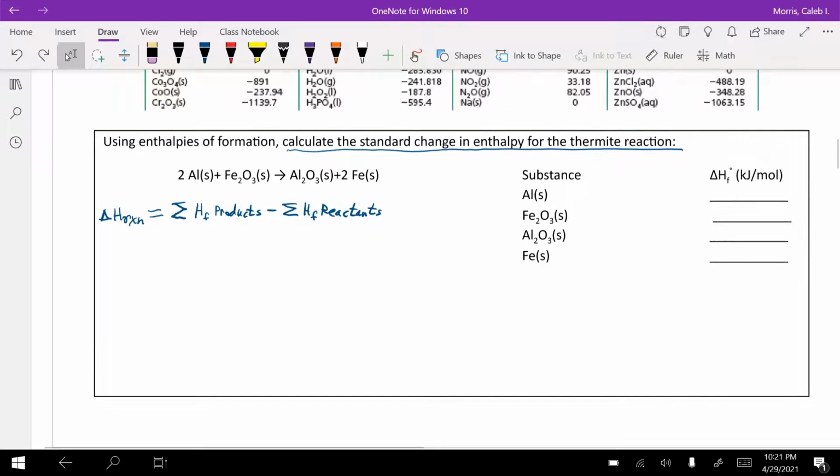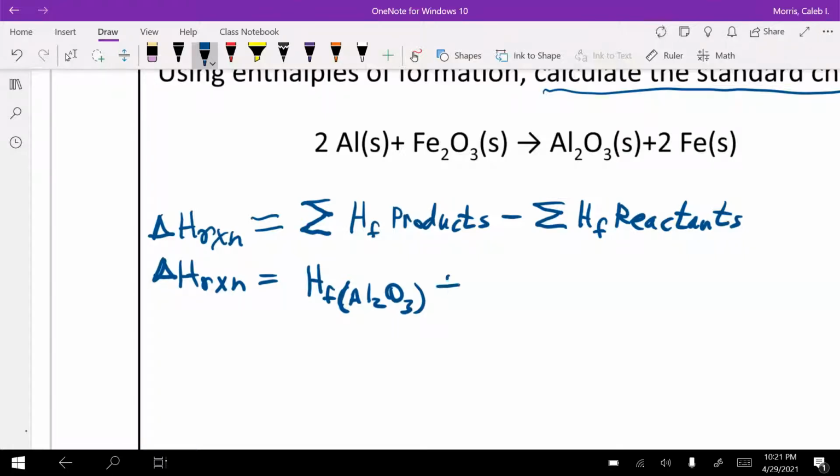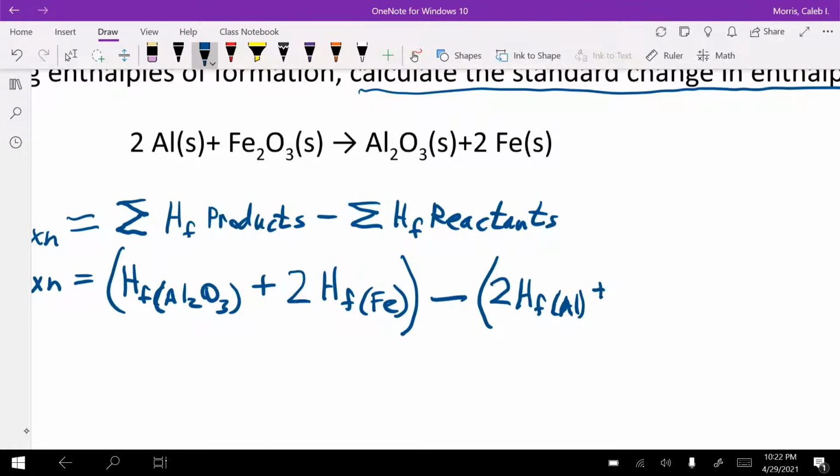All right, so what I'm going to be doing here to find the delta H of the reaction is taking the enthalpy of aluminum oxide, sorry, Al2O3, plus the enthalpy of iron, but I've got to multiply that by 2. 2 times the enthalpy of formation of iron minus the enthalpy of my reactants, which is going to be 2 times the enthalpy of formation of aluminum minus or plus the enthalpy of formation of Fe2O3.